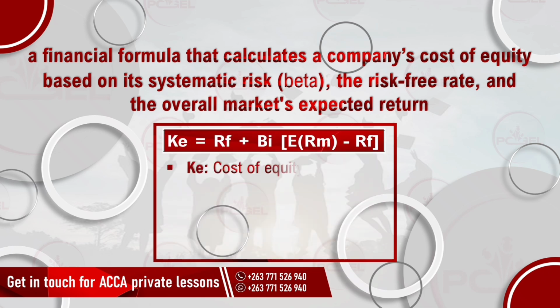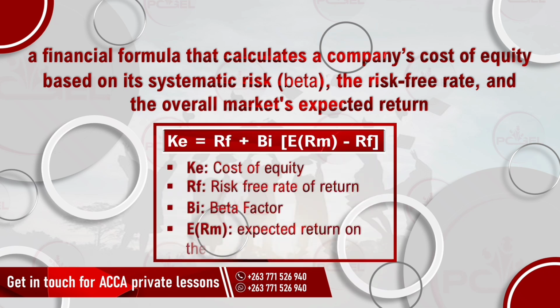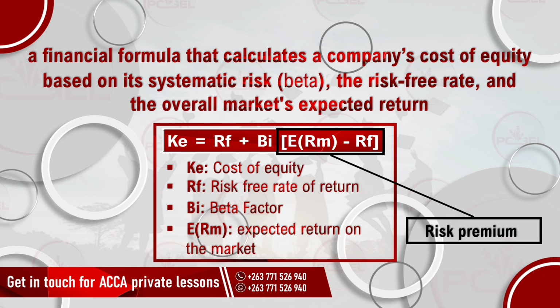The formula is displayed on screen, which is the risk-free rate of return plus the beta factor multiplied by the risk premium. The risk premium being the expected return on the market less the risk-free rate of return, represented by the E(RM - RF) in brackets in the formula.